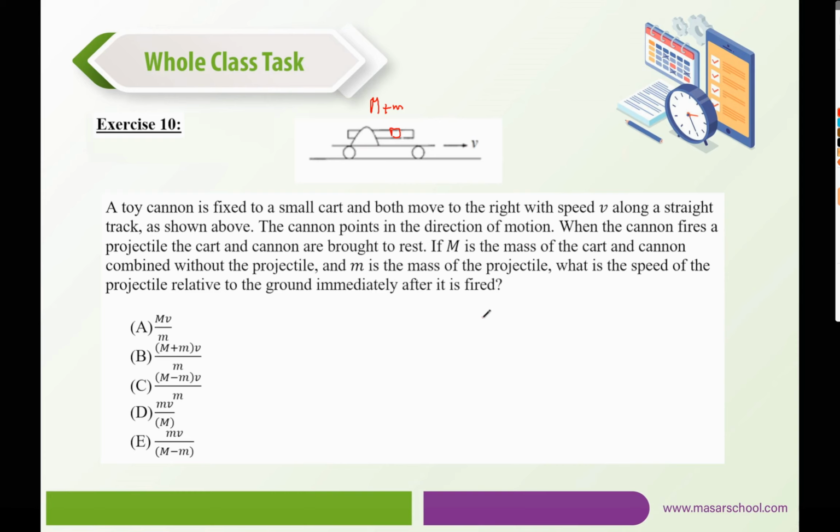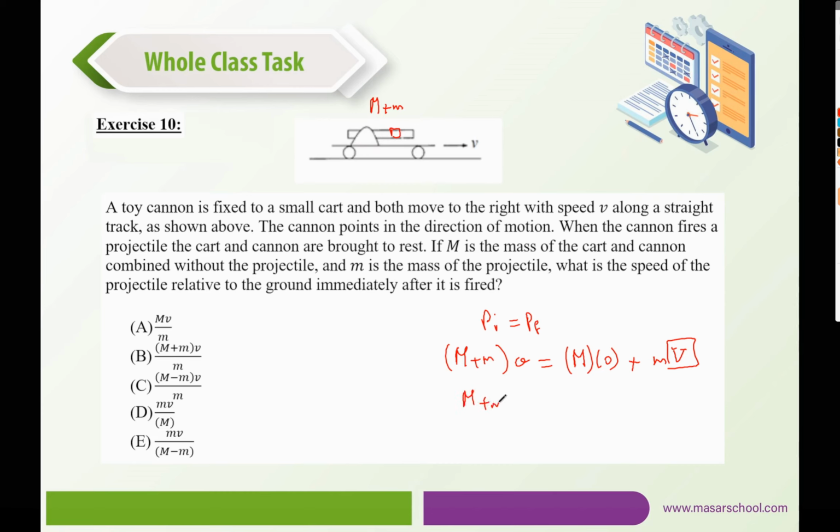Then according to conservation of linear momentum, P initial would be equal to P final. Then capital M plus small m multiplied by the speed v should be equal to what? Now, when the cannon fires a projectile, the cart and the cannon are brought to rest. Then the mass, which consists of capital M that represents the cart and the cannon, would come to rest, which means 0. And the only part which is moving is the projectile, which consists of the small m, multiplied by capital V. And we're interested in finding capital V.